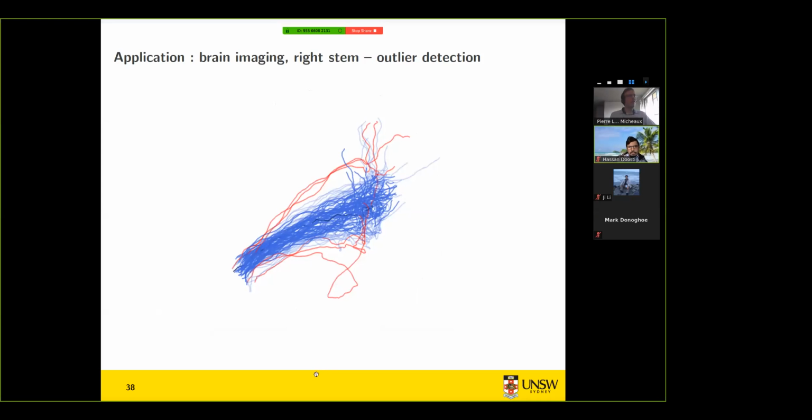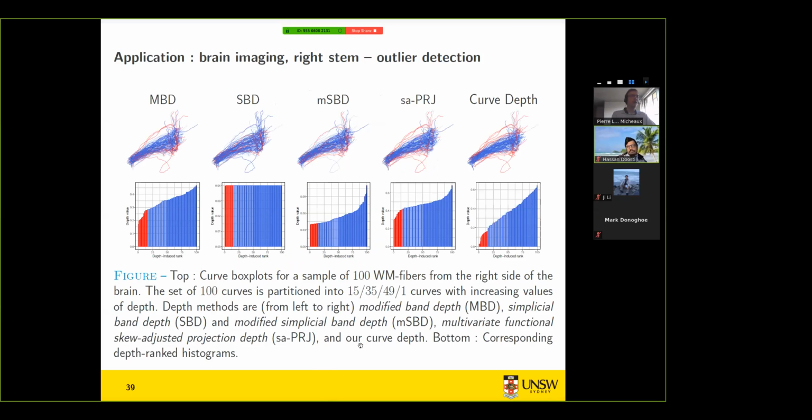In terms of outlier detection, this is what we get. We put in red the fibers that obtain a very low value of depth. And you can see that these red curves are correctly identified by our method as outliers. We compared this ability to detect outliers to other well-known depth methodologies, like the multivariate band depth, simplicial band depth, and these other methods. And the last one is our curve depth. You can see here that, for example, for this SBD, this curve here is not detected as an outlier. So it doesn't do a good job in that respect.